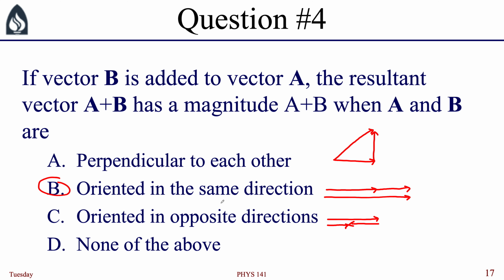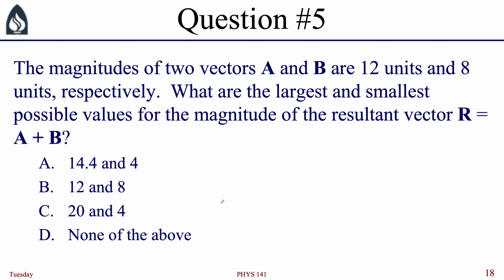All right, how about this question? Let's say the magnitudes of two vectors A and B are 12 units and 8 units respectively. What would be the largest and smallest values for the magnitude of the resultant A plus B? So pause the video here, give this a bit of thought, and return when you have your answer. Okay, so now that you've thought about it, what did you choose for your response?